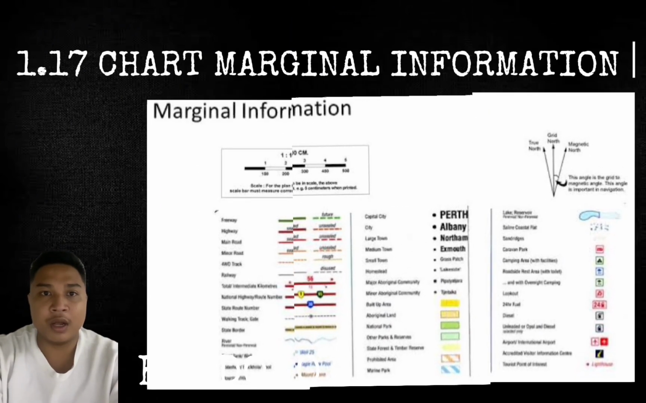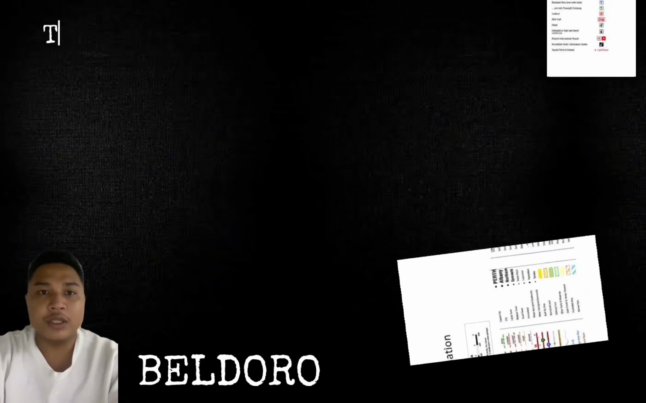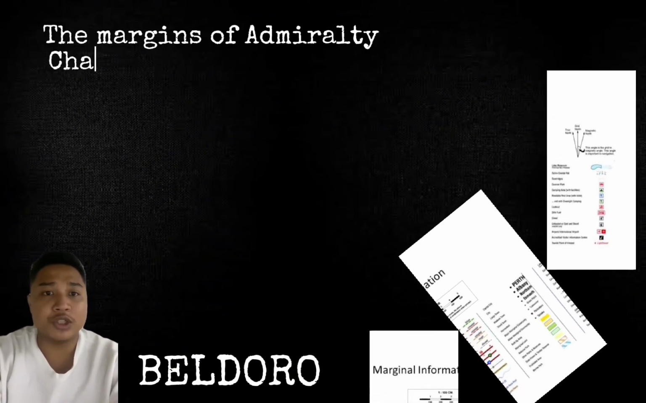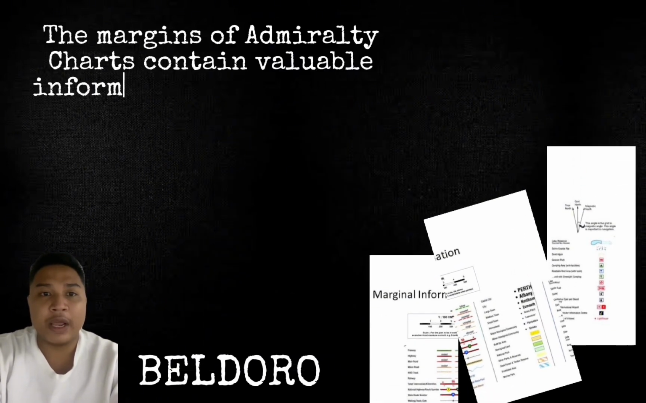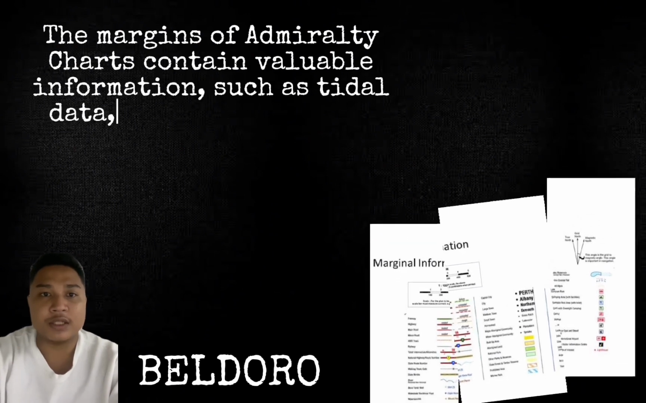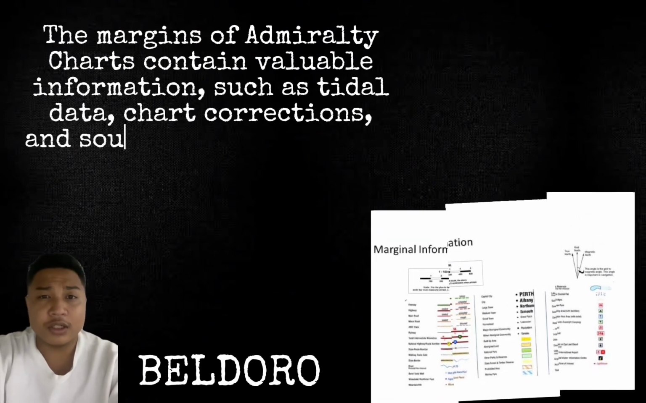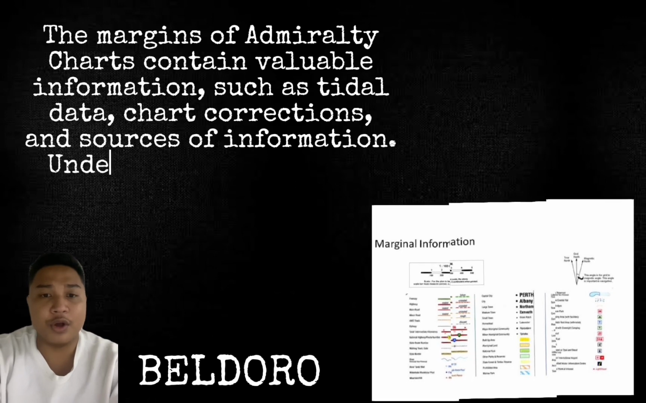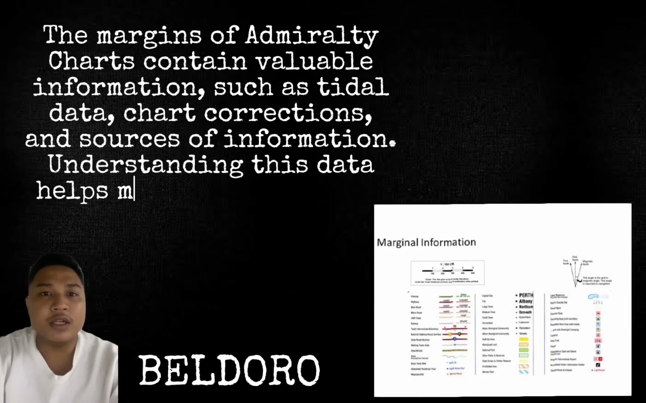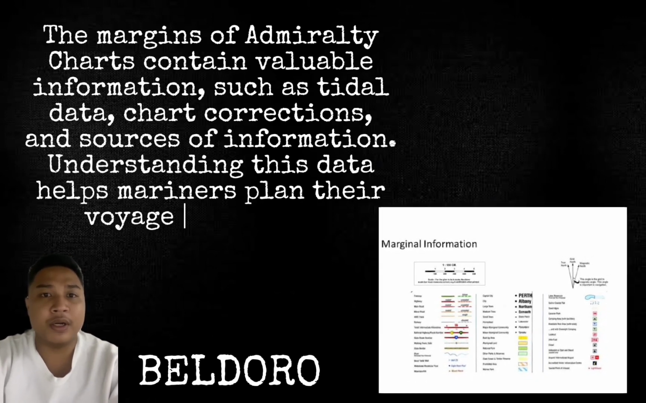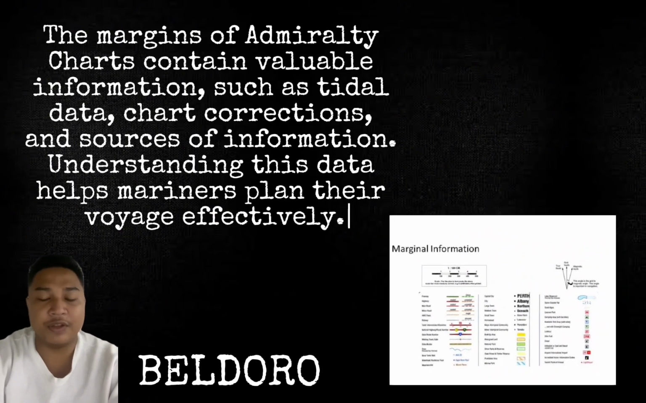1.17 Chart marginal information. The margin of an Admiralty chart contains valuable information such as tidal data, chart corrections, and sources of information. Understanding this data helps mariners plan their voyage effectively.